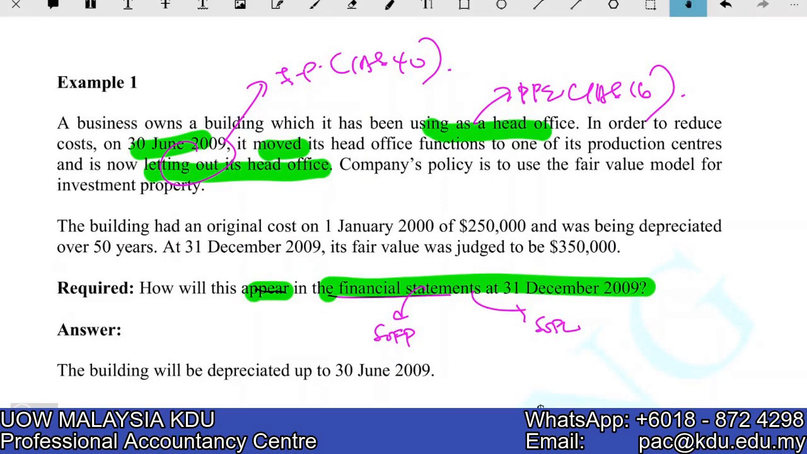And the company's policy is to use the fair value model for investment property. So investment property, always remember, we always use the fair value model, unless the fair value is not reliably measured, then only I use the cost model. Okay? Then the building had an original cost on 1st January 2000 of 250,000 and was being depreciated over 50 years. As at December 09, the fair value was judged to be 350,000. So how will this appear in the financial statement? So what should be in the P&L? What should be in the SOFP?